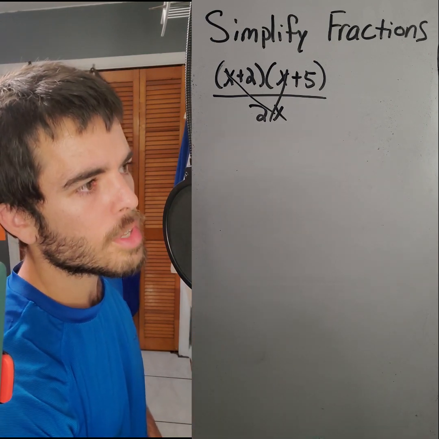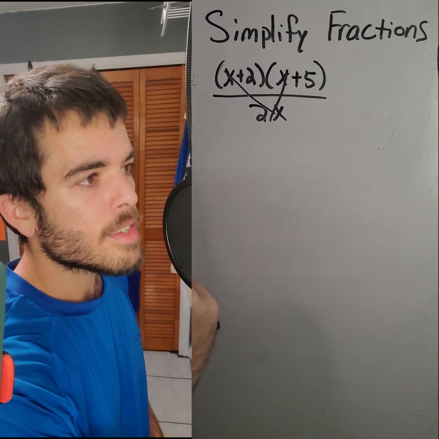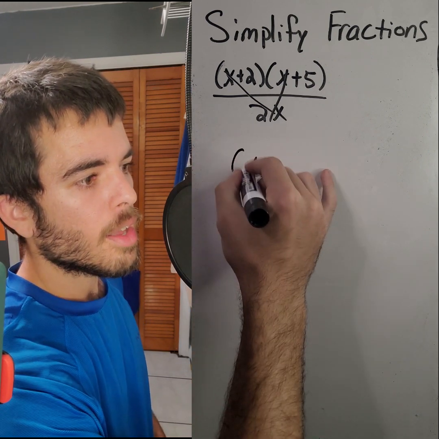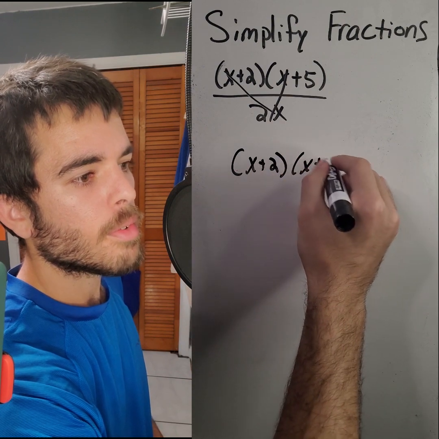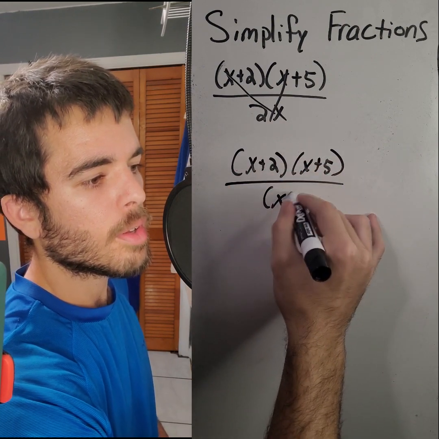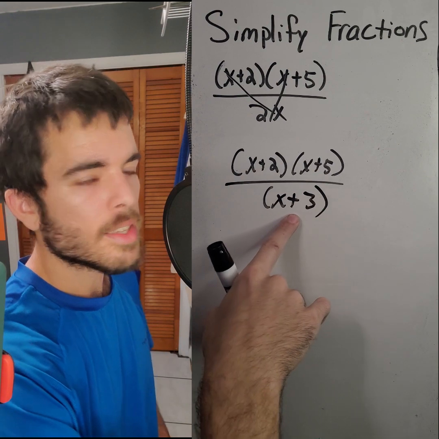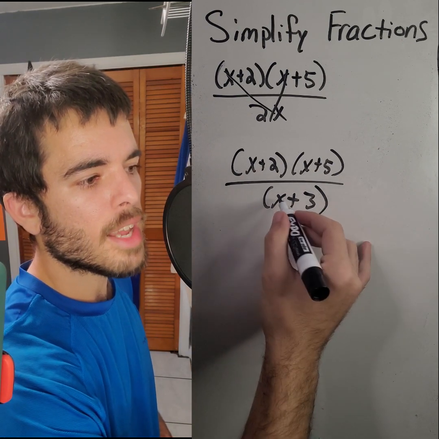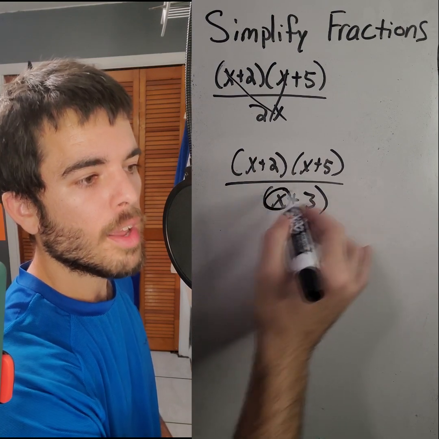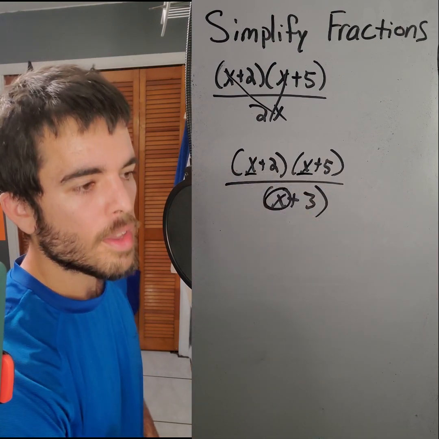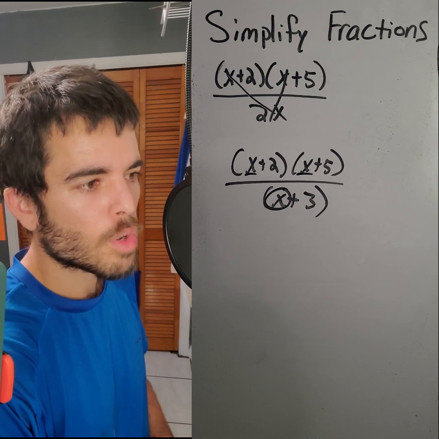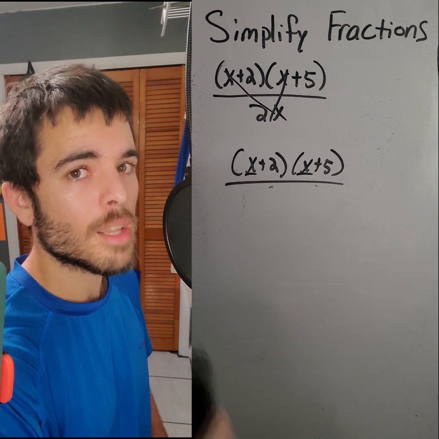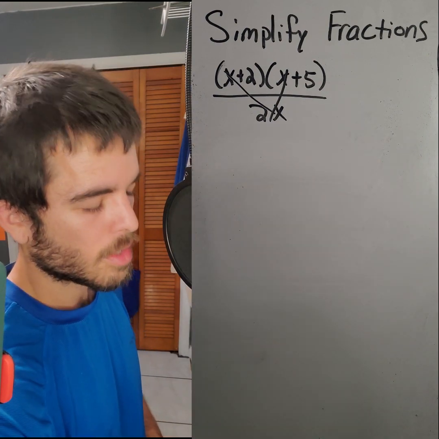The reason why we're not allowed to do this is because the x's are within the groups, and those groups don't match top and bottom. If we have something like this, x plus 3, hopefully you can see how you can't just take the x value from this group and cancel it with the other groups. When there are groups involved, the parentheses, you have to have a full perfect match. You have to be able to match them top and bottom, like a puzzle piece.